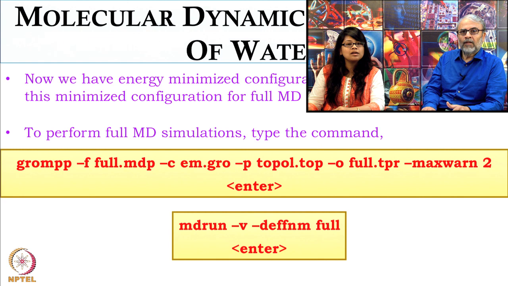Before we really go further, what will be the main output files after this? The main output files will be full.gro and full.xtc. The XTC file is the main output file because this is the trajectory file, and this will be used in all the analysis.